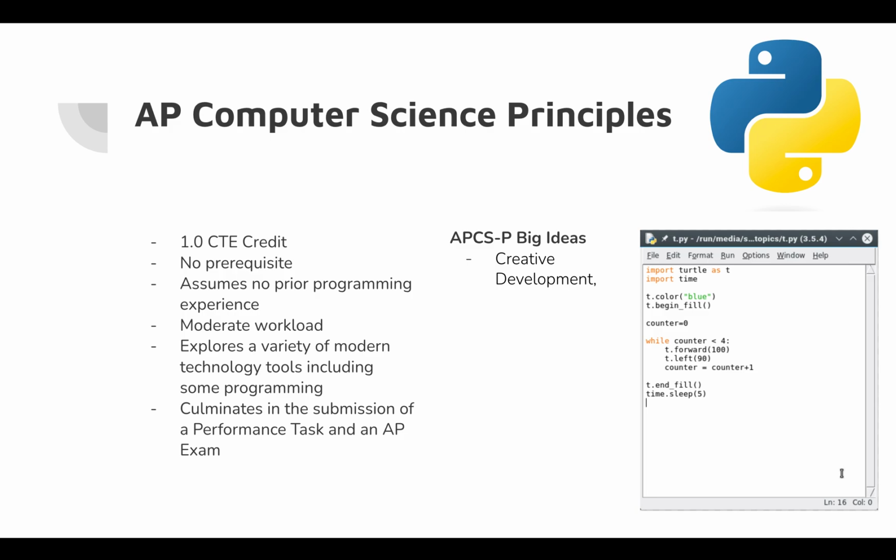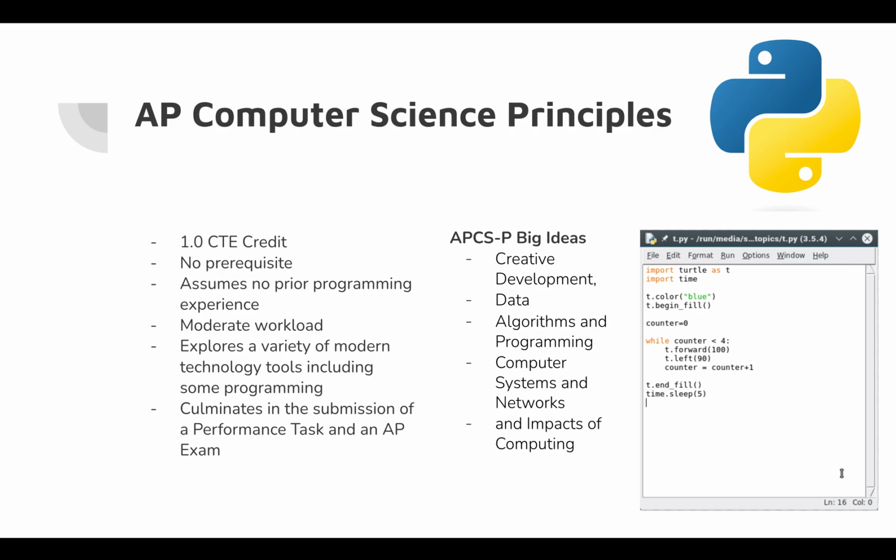Some of the big ideas in APCS Principles: creative development, data, algorithms and programming, computer systems and networks, and the impacts of computing. The idea is we want to let students see all the different ways that technology is impacting the world they're about to go into, and see what tools and talents they might have that they could apply to these different areas in their career, in their adult lives. That's APCS Principles.